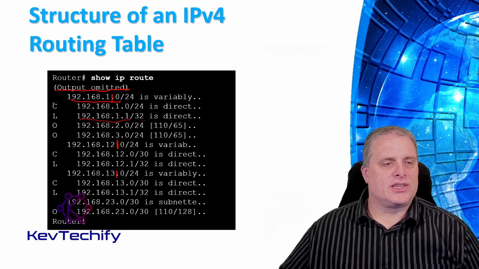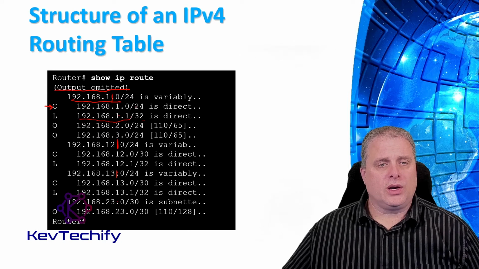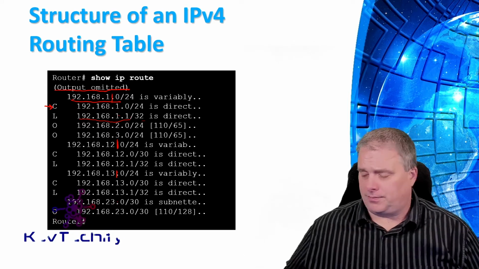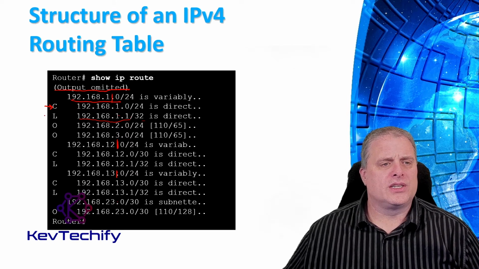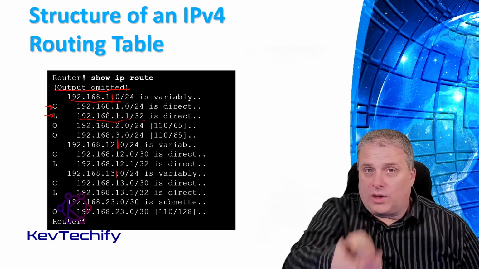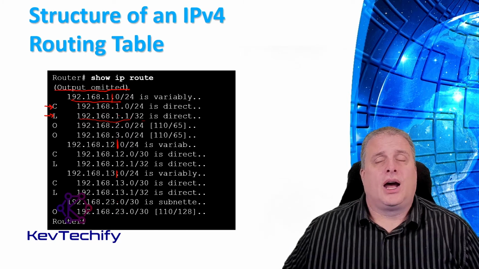We can tell that this is a directly connected network by the C right here. So this network is directly connected. It's plugged into an Ethernet or a serial cable. L represents the local address, the local link address of this. This is the IP address of what that wire's connected into on my router.